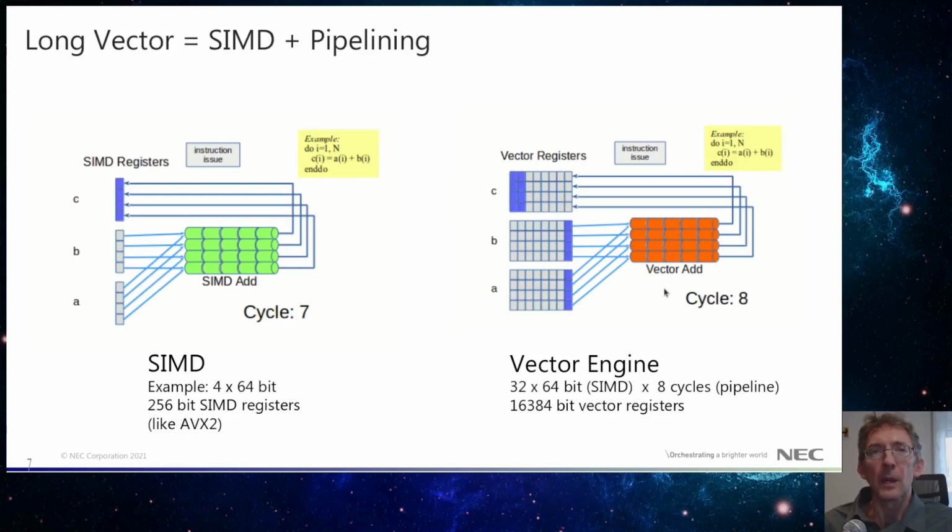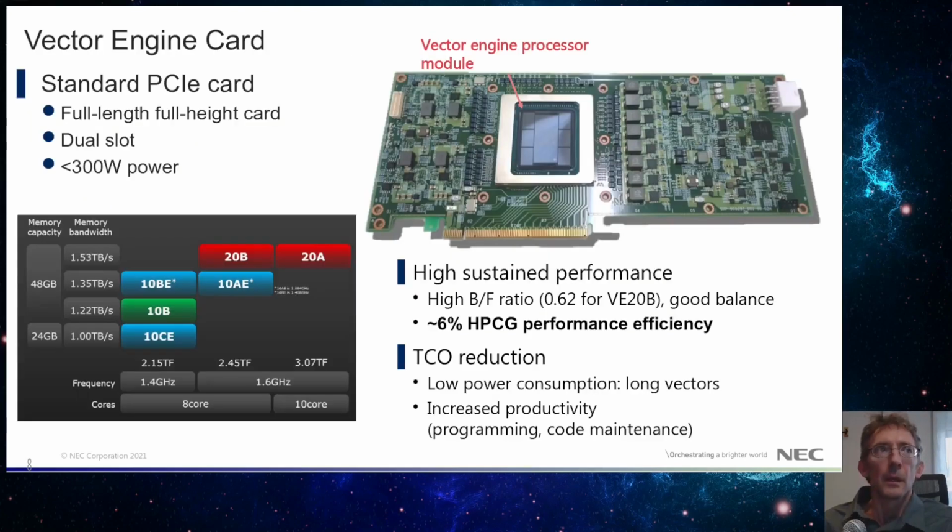Why? Because parallelism is expressed in the instruction set architecture and is a lot wider. Now, the vector engine card in a different view is here. You see it's a simple PCI Express card, basically containing a lot of voltage regulators and a bit of electronics and the chip.